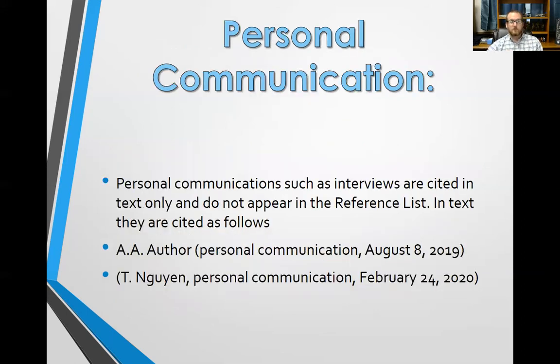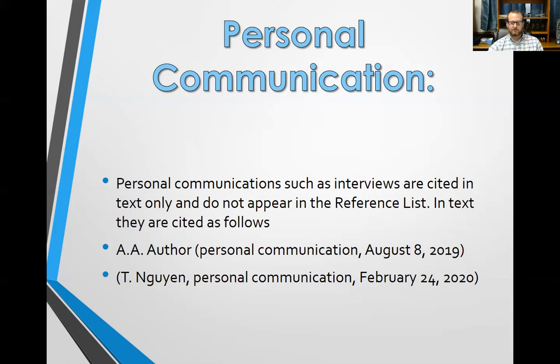All right, personal communication. There may be times where you interview somebody as the source for your paper, and it's important to know how to process that and use it in your paper as well. So generally speaking, personal communication such as interviews are cited in text only and do not appear in the reference list of your paper. In text, they're cited as follows. So you do the author, which is the person you're interviewing, and you say personal communication, and then you do the date, right?